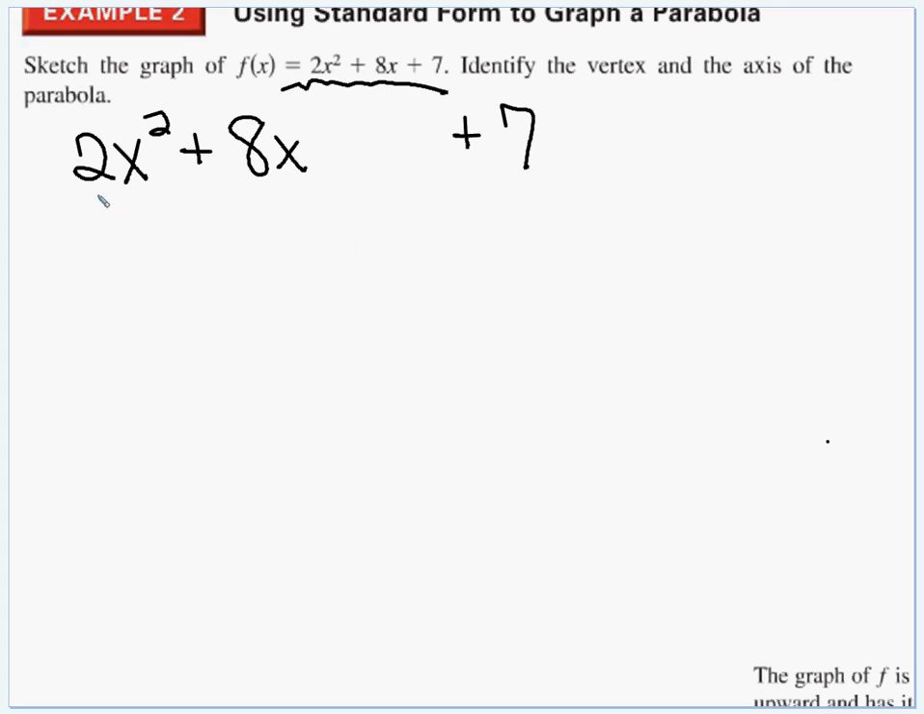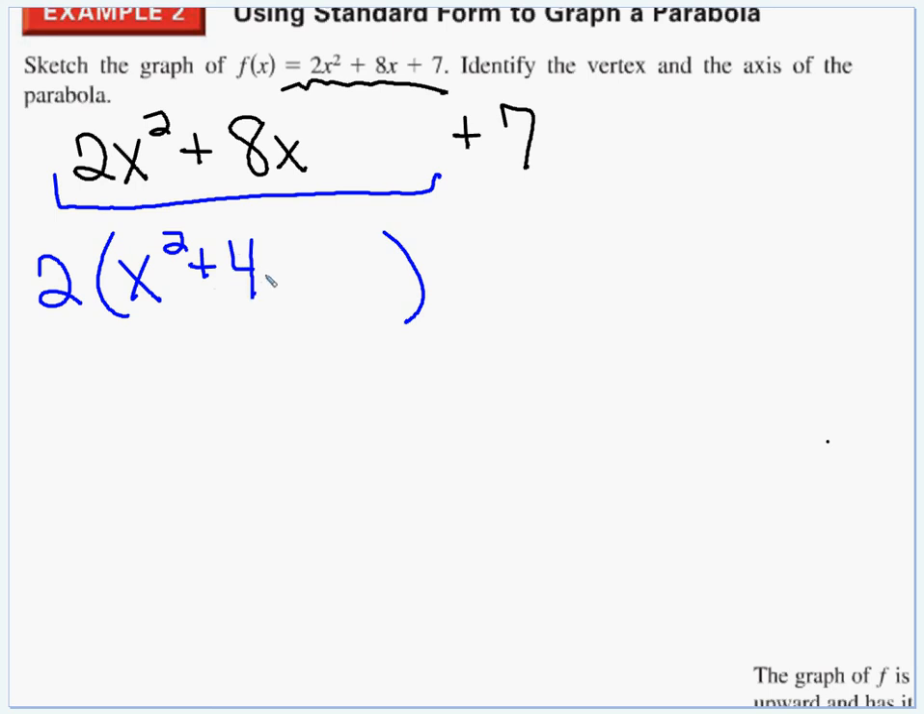Okay, now if I just underline this here in blue, we're going to factor a 2 out, but we're not going to factor a 2 out of the 7. We've sort of put the 7 off to the side. So just what I've underlined in blue, we're going to factor out a 2. So that will be 2 times quantity x squared plus 4x, and I'm still going to leave a space in here. And now I'll switch back to my other ink, plus 7.